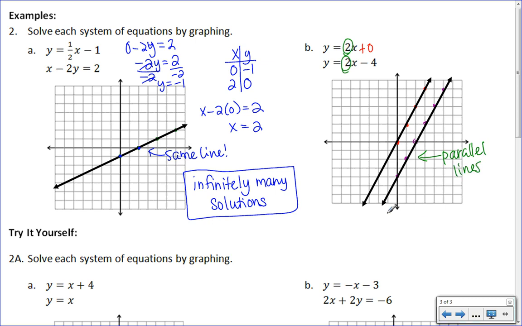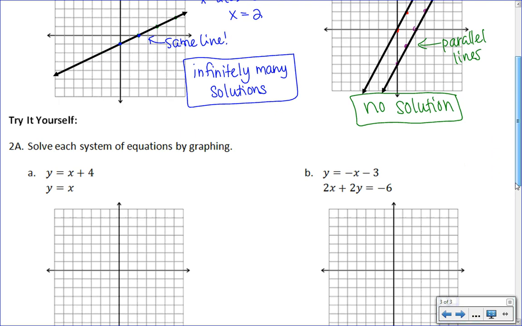which means that this system has no solution because there's no single point that is on this line and also on this line. There's no single point, no single ordered pair, that's a solution to both.